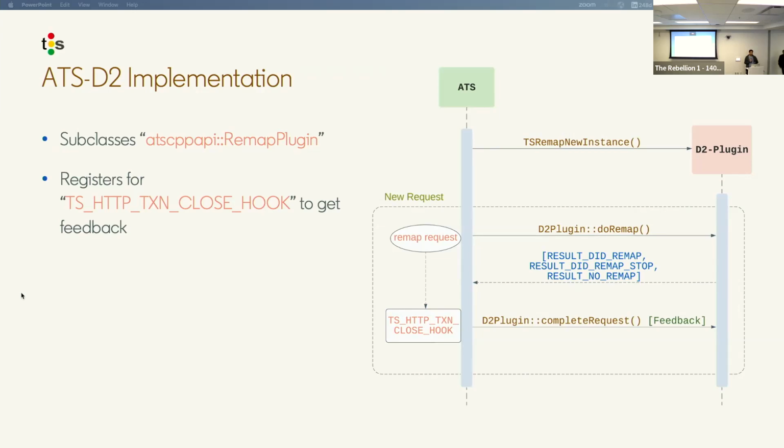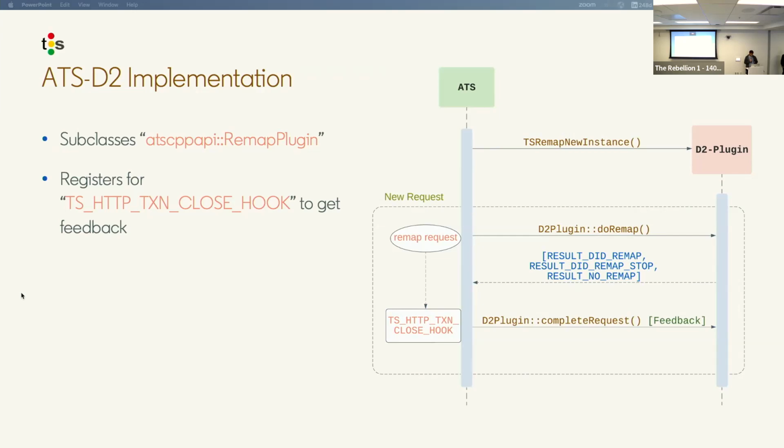Result did remap is when everything was successful and we were able to successfully route the request. We use result did remap stop when we want to drop the request. We can set the error response and drop the request right there and ensure that no further ATS processing happens for that request. And result no remap is when D2 failed to route the request, but we can fall back to DNS.